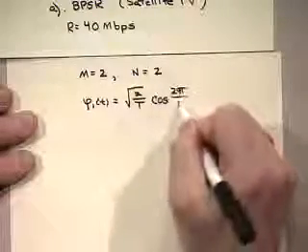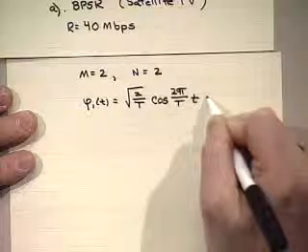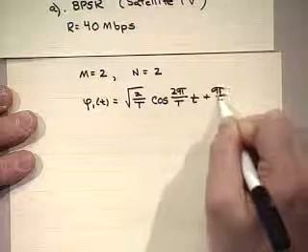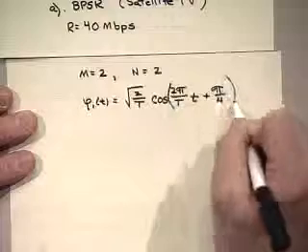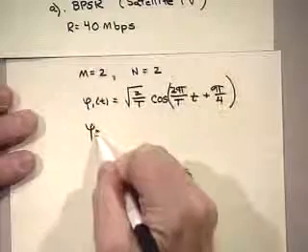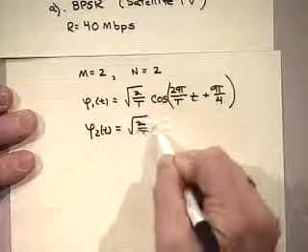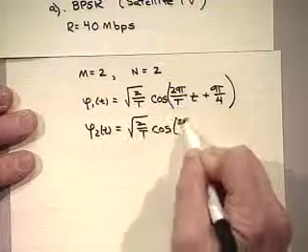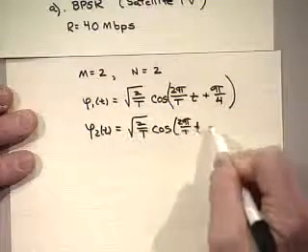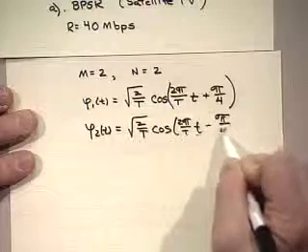I'm going to normalize to the symbol rate t, and let's just say plus pi over 4, some phase angle. And I have a second function, same normalizing factor, and cosine 2 pi t over t minus pi over 4.